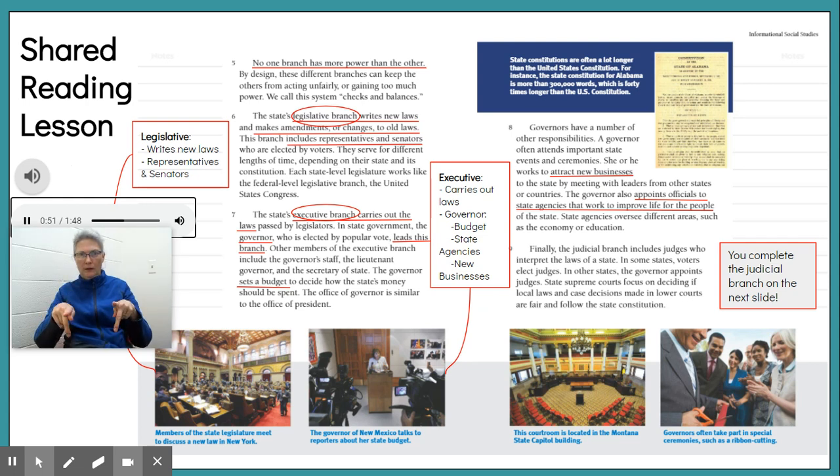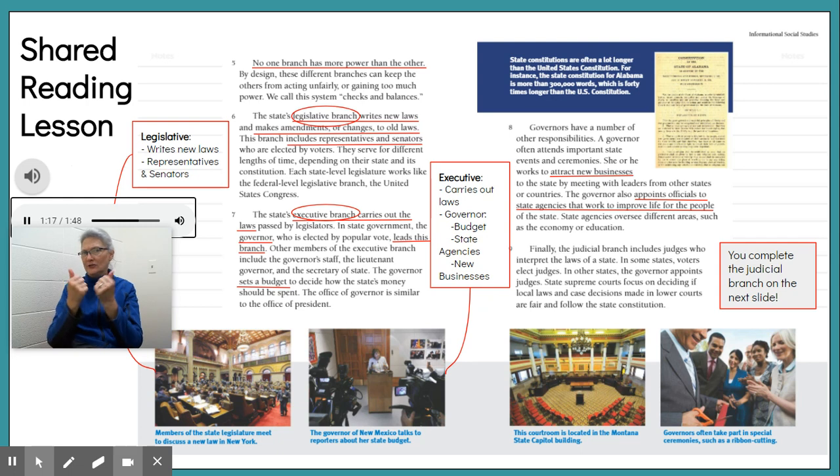Then we jump into the executive branch. So I circled it and I underlined a few things too. I know the executive branch carries out the laws. The executive branch has the governor that leads the branch. He or she sets a budget, attracts new businesses, and appoints officials to state agencies that work to improve life for the people.